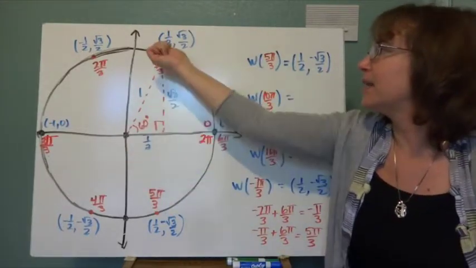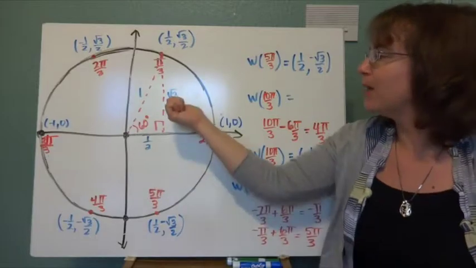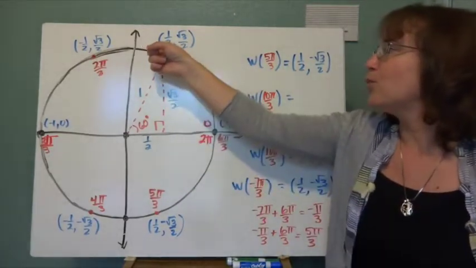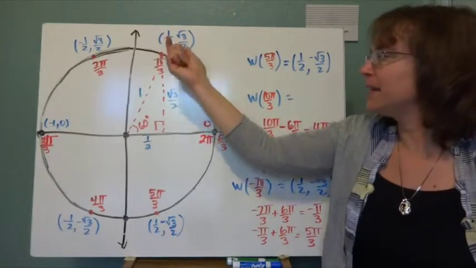My x distance is 1/2. My y distance is rad 3 over 2. That's how far I've gone up. So not quite to 1 up there. And so this is my distance.